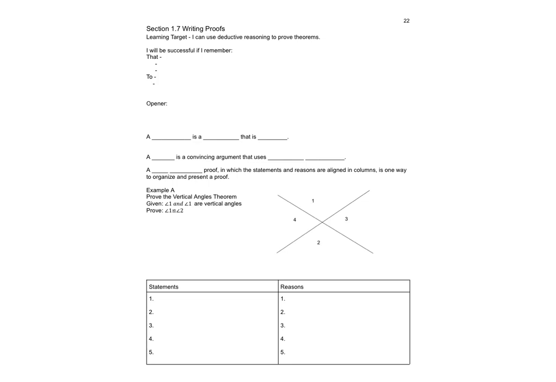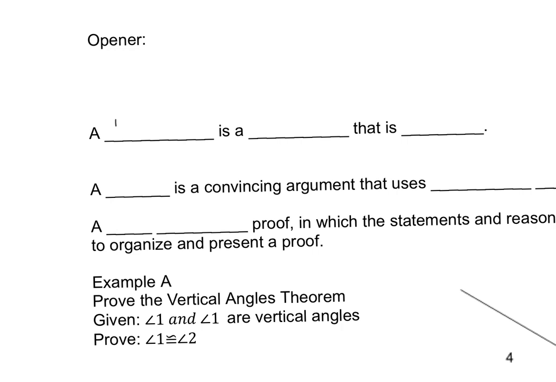In this video, we're going to cover section 1.7, writing proofs. So, let's start. We have a theorem, which is a conjecture that is proven. Remember, we had our inductive reasoning, looking at patterns to find a conjecture. And then if we prove that conjecture to be true, then it is a theorem.